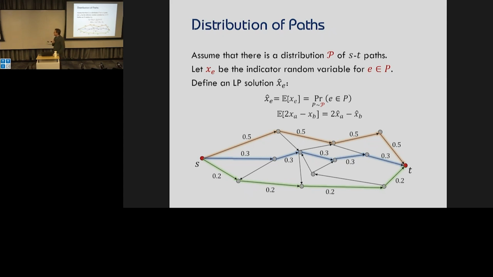Now we can write expectations of degree 1 polynomials using these newly defined variables XA hat, XB hat. For example, if we have the polynomial 2XA minus XB, then its expectation is equal to 2XA hat minus XB hat. When we derive this expression, we simply use the linearity of expectation. Now our goal is to extend this to higher degree polynomials. How can we do that?